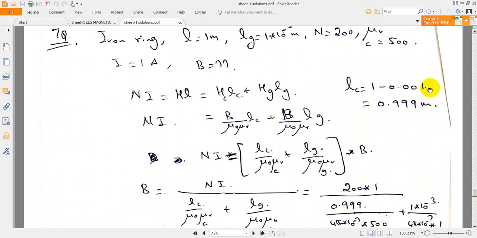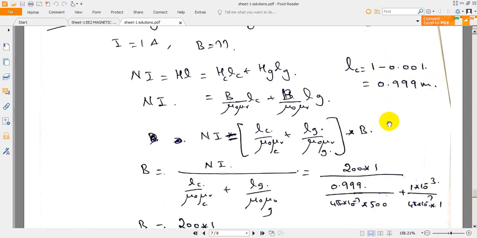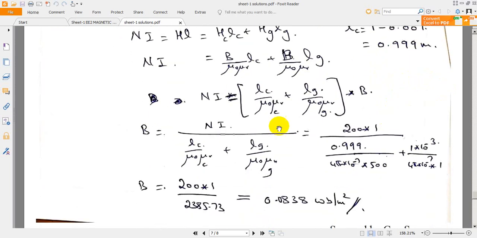This is the air gap length. 0.001 is the air gap length which has been made because of the saw cut. Using a saw we are cutting the core. When we cut the core, an air gap is developed. That air gap length is 0.001 meters. If we reduce this from 1 meter, you will get 0.999 meters.